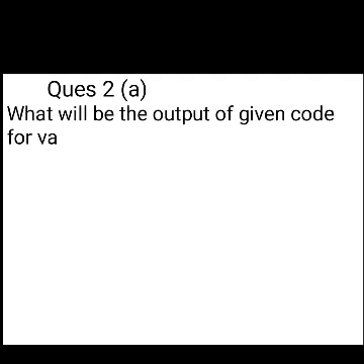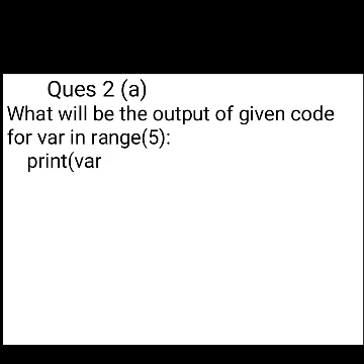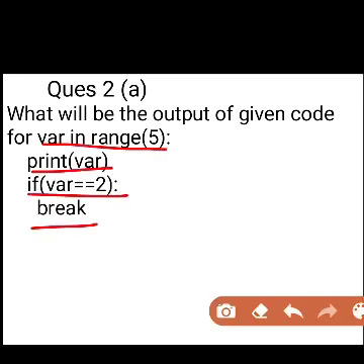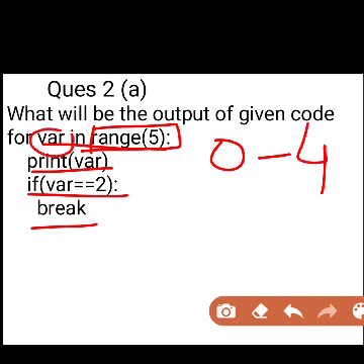Question second, A part. What will be the output of given code? The code is given as: for var in range(5): print(var); if var is 2 then break. Students, first consider this loop only. Range 5 will create the values from 0 to 4 and the variable will take these values one by one. After that it will print var, means print 0.